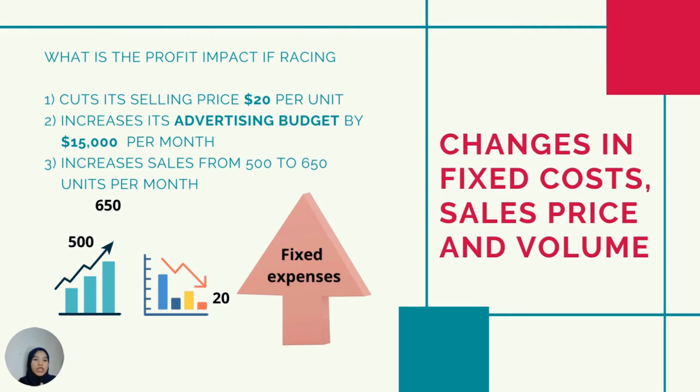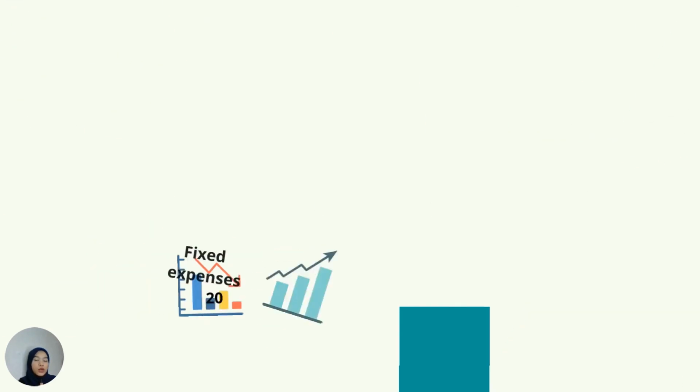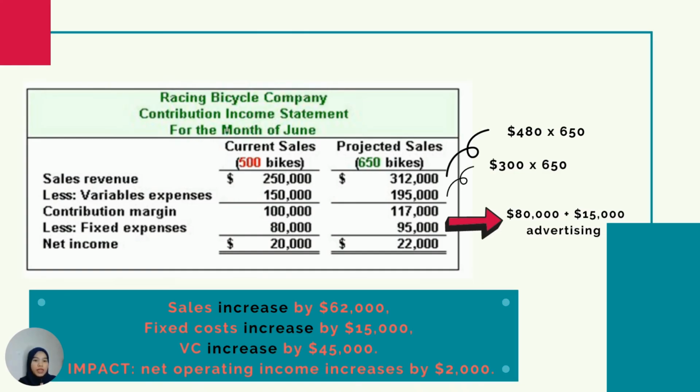So we move to the next part, changes in fixed cost, sale price, and volume. So we have three things that we need to consider. What is the profit impact if Resin cuts its selling price by $20 per unit and increases its advertising budget by 15 per month and increases sales from 500 to 650 units per month? So we can see that the units increase by 150 units, but at the same time the price also will be lower by $20. So let's take a look at the income statement, how we can get it.